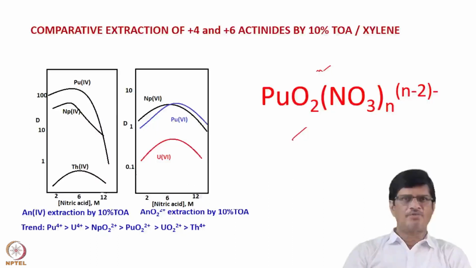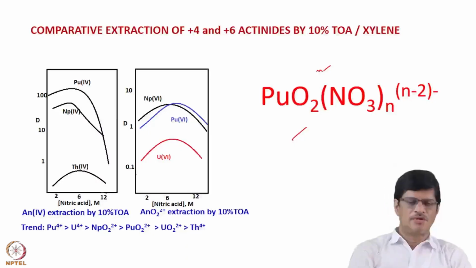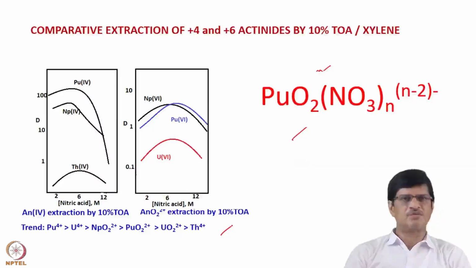Now the trend of these actinide ions or actinyl ions with amine extractants like trioctylamine is given here. Tetravalent plutonium is extracted to a much larger extent than tetravalent uranium, which is in turn larger than that of neptunium 6, that is the NpO2 2+ ion, which is larger than the PuO2 2+ ion, which is larger than the uranyl ion, and finally the thorium 4+ ion extraction is very, very less.